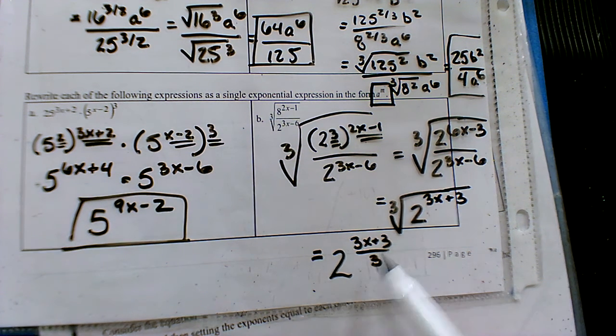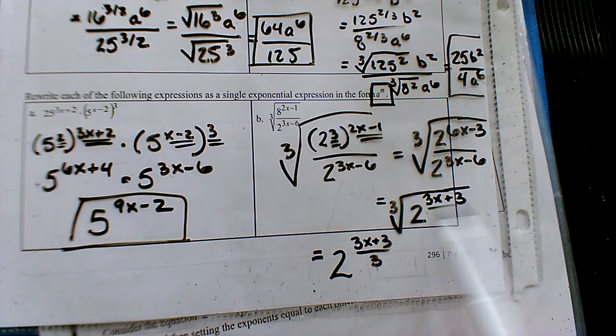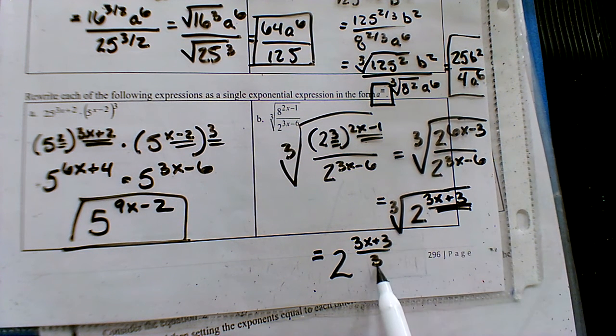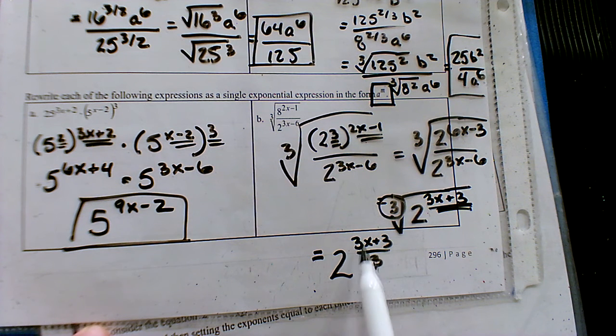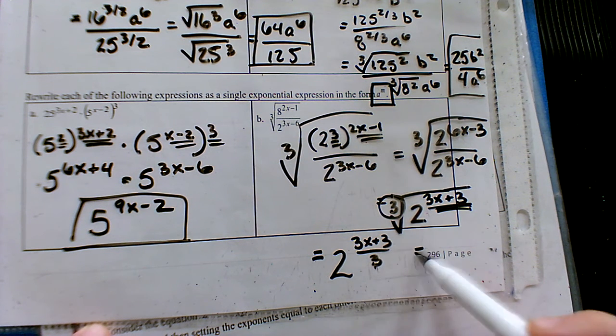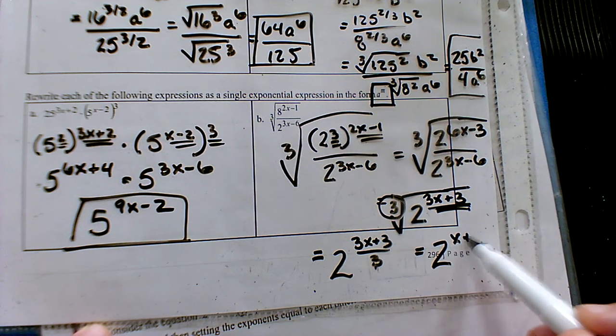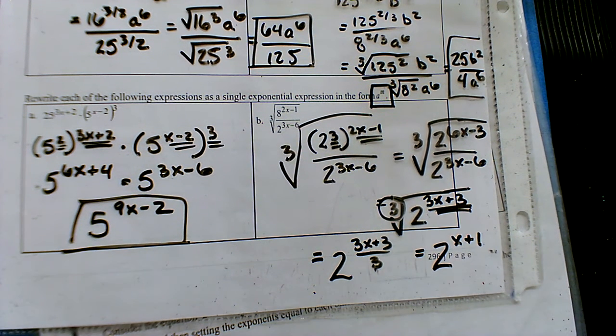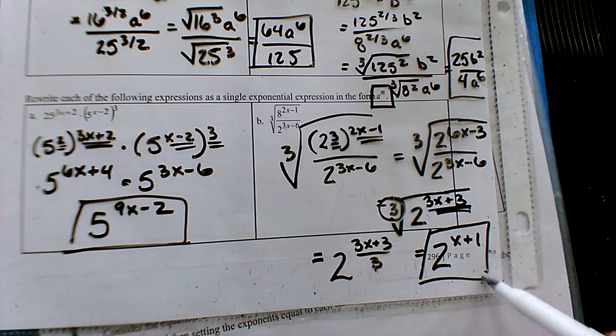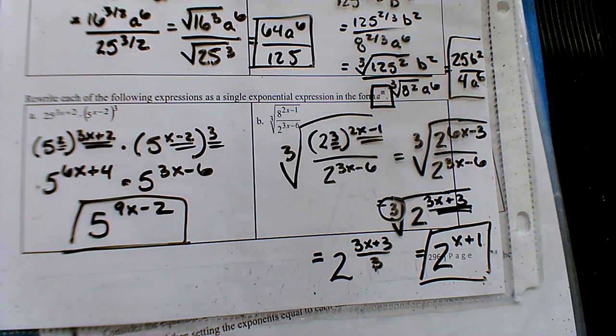Over 3. Okay, remember, when we have a fractional power, the top represents the inside power, which this is, and the bottom represents the root, in this case a cubed root. So you can change any type of root to a fractional power. Now if we're dividing this though, we can divide each term separately. So this would be x plus 1. There's our single base to a single power.